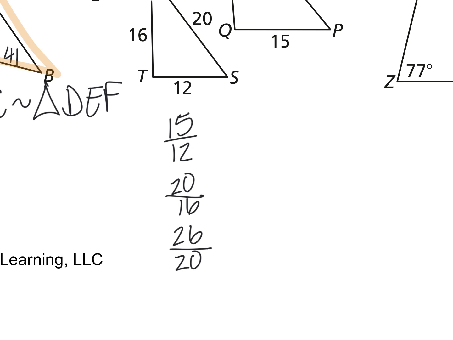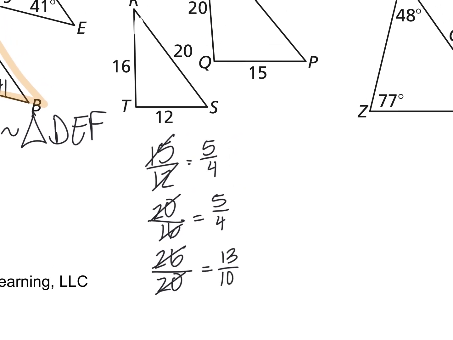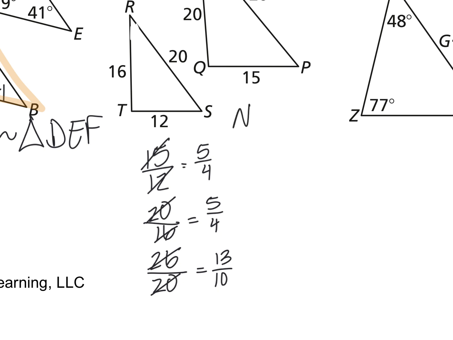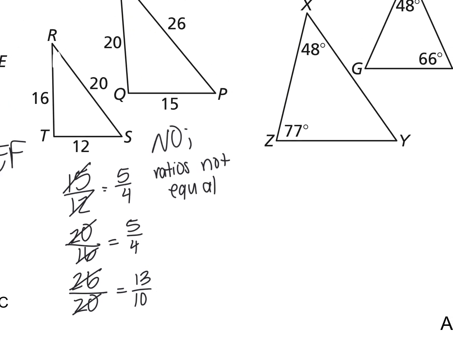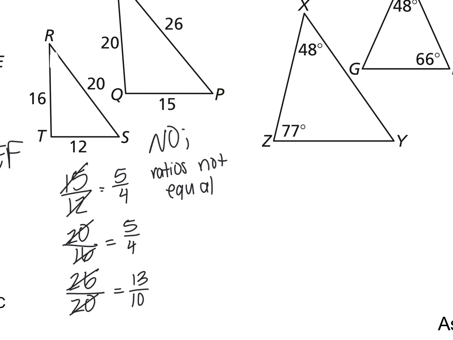What does 15 over 12 simplify to? 5 over 4. Good. What about 20 over 16? Okay, so far they are similar. And what about the last one? 4 over 5. 13 over 10. I can't simplify that anymore. So are these similar triangles? No. I'm giving you an explanation, so please understand this. Ratios not equal. My corresponding ratios are not equal.